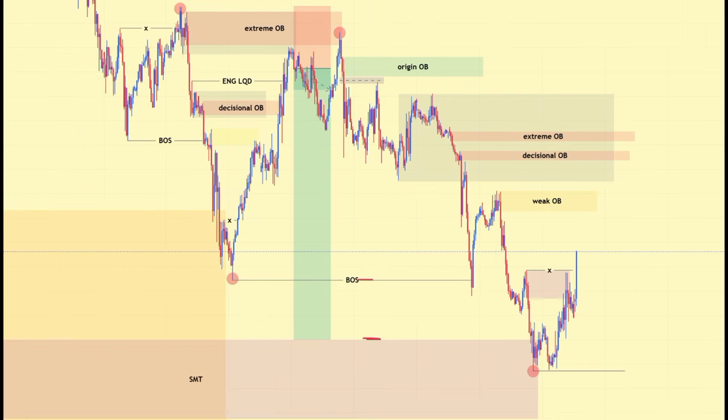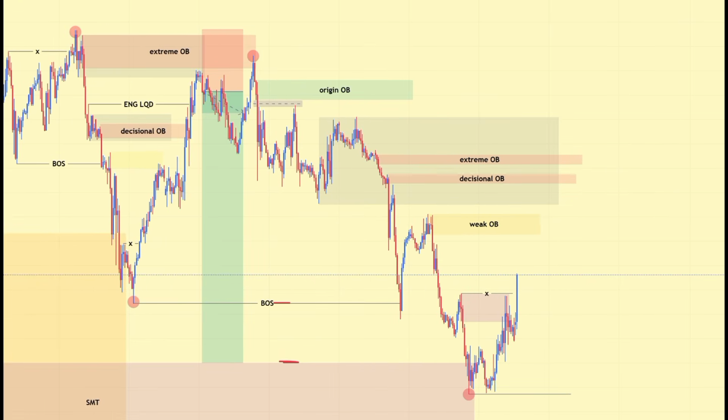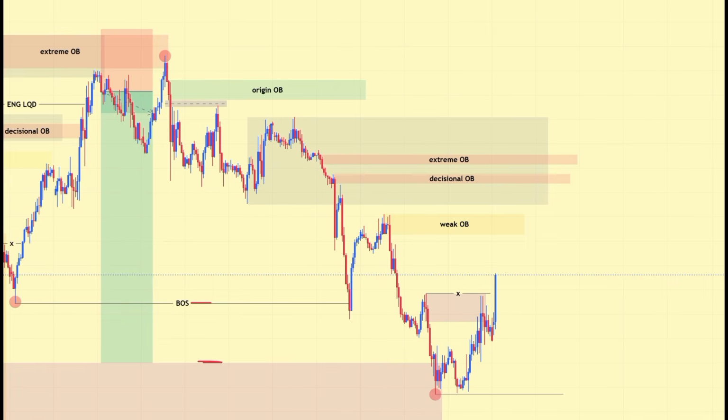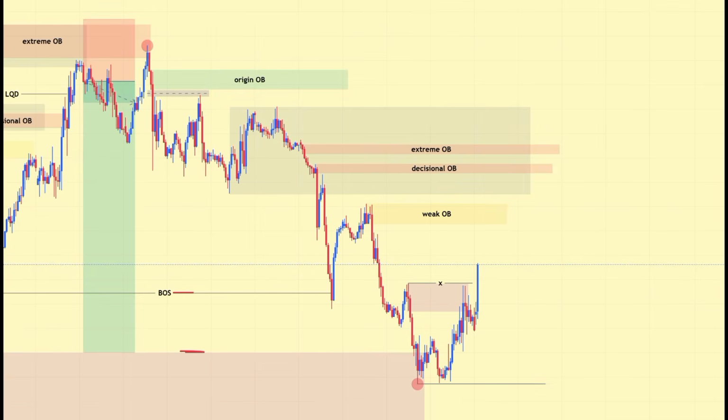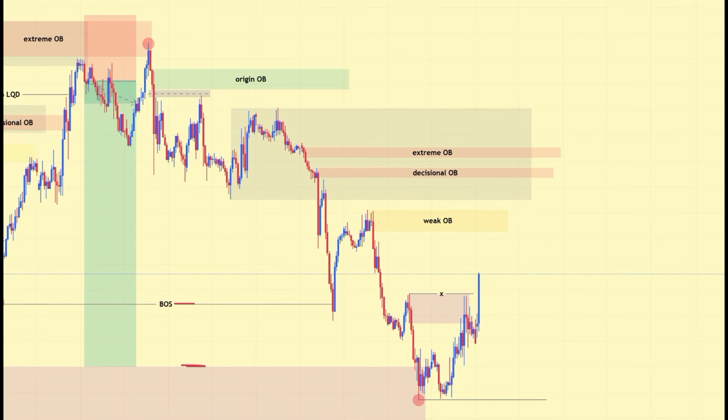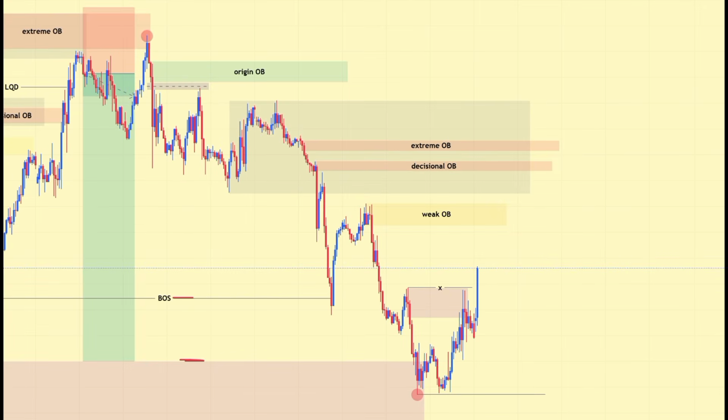So any POI after the break of structure, we all know that it is weak, and of course weak POIs are not reliable, and we usually use them of course as a reaction zone. They will only cause a reaction. Of course sometimes price may react from the weak order block all the way towards the external liquidity, but it's not a reliable zone and it cannot be used all the time.